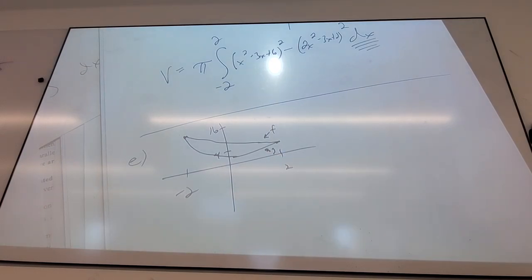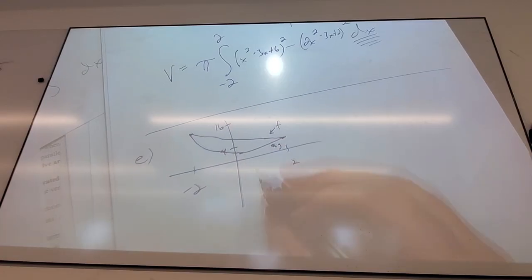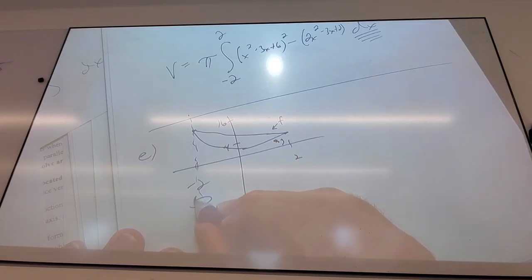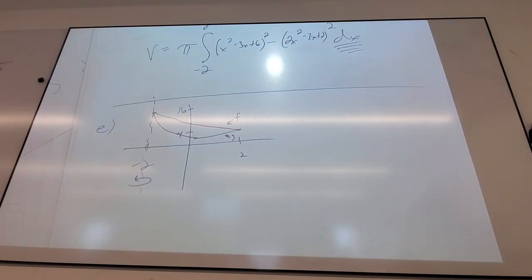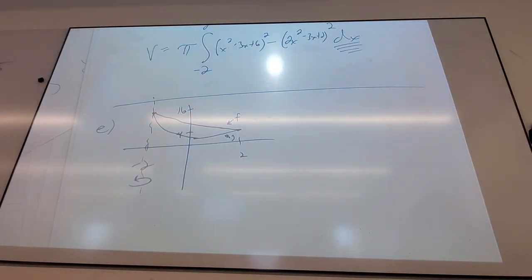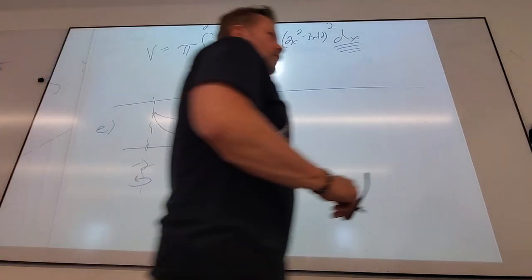But I'm rotating it around x equals -2. What would disks need from me? It would need interval dy. And we already said we don't want that. So we're not going to do disks, because I have this whole other method. So we want to use shells.